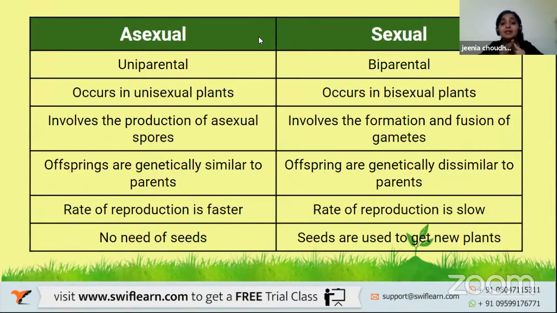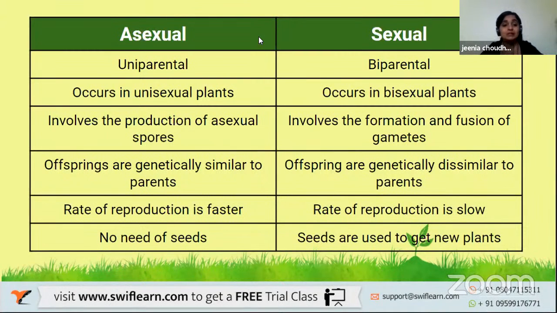Asexual occurs in unisexual plants only. Sexual occurs in bisexual plants. It's quite evident. You just read it and it's easy to understand. Very well, easy to understand. Moving further, asexual involves the production of asexual spores. On the other hand, sexual involves the formation and fusion of gametes, right? And the gametes fuse into the ovule, fertilization happens. So they form the gametes over here.